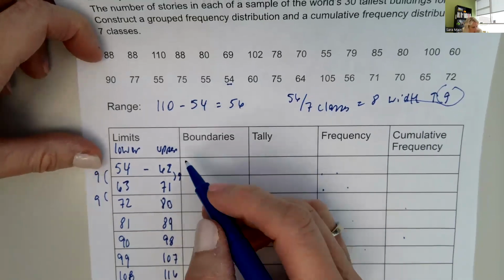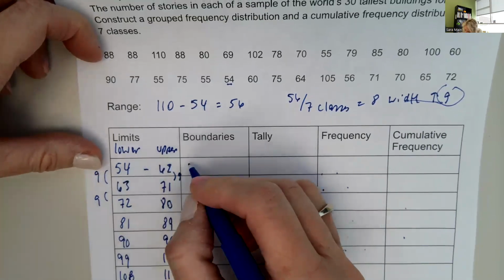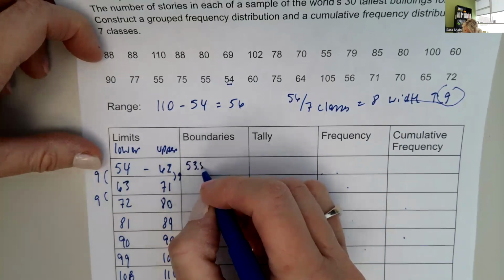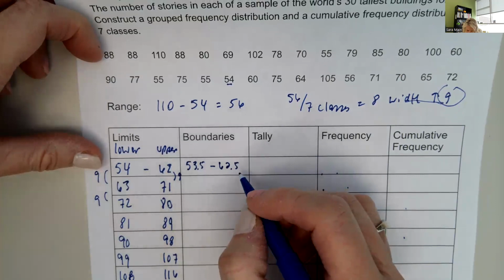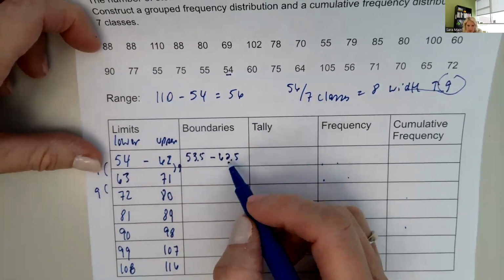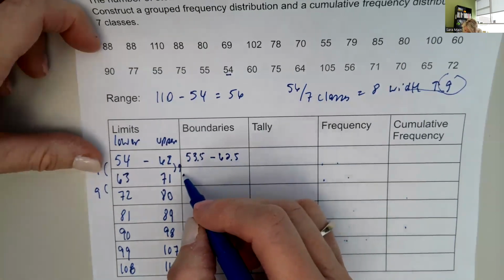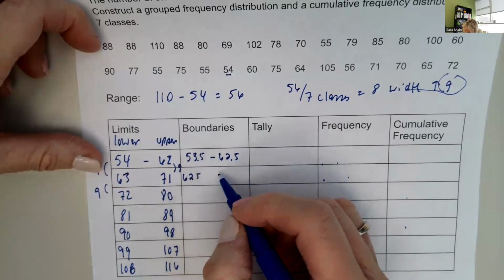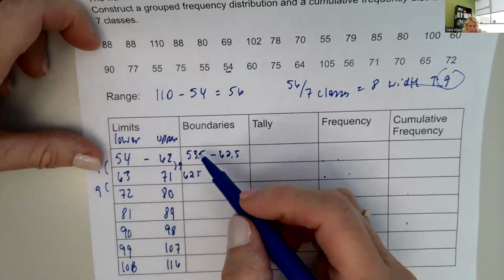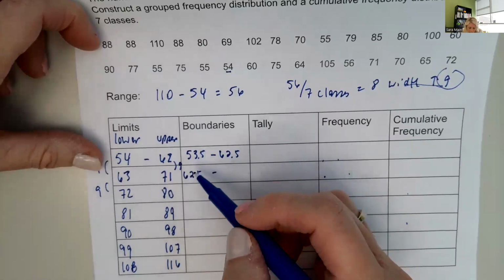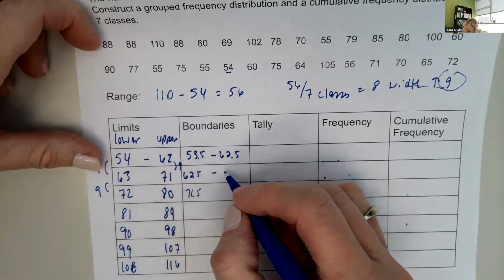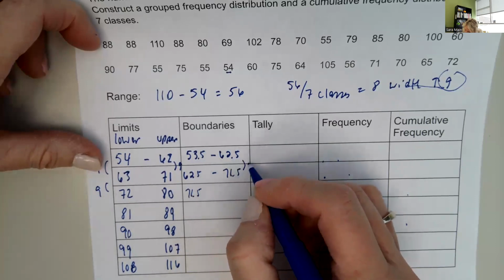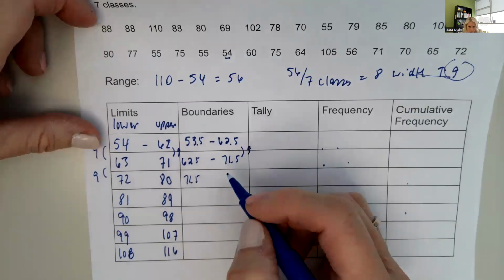Now the boundaries go half a decimal below the lower limit up to half a decimal above the upper limit. And then this upper boundary actually becomes the lower boundary here. And notice that the lower boundaries are 9 apart, and then the upper boundaries are 9 apart. So they're all 9 apart.